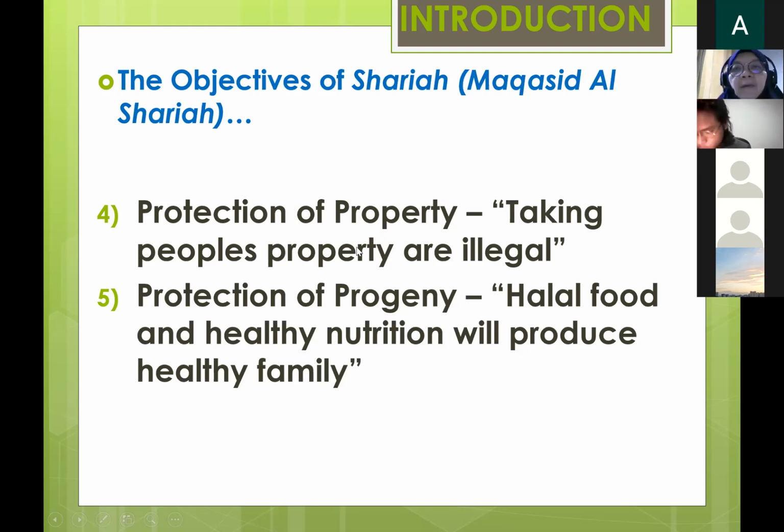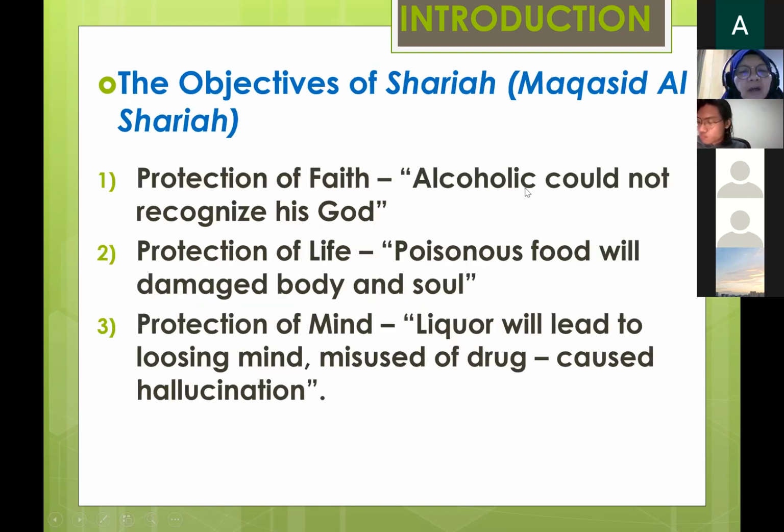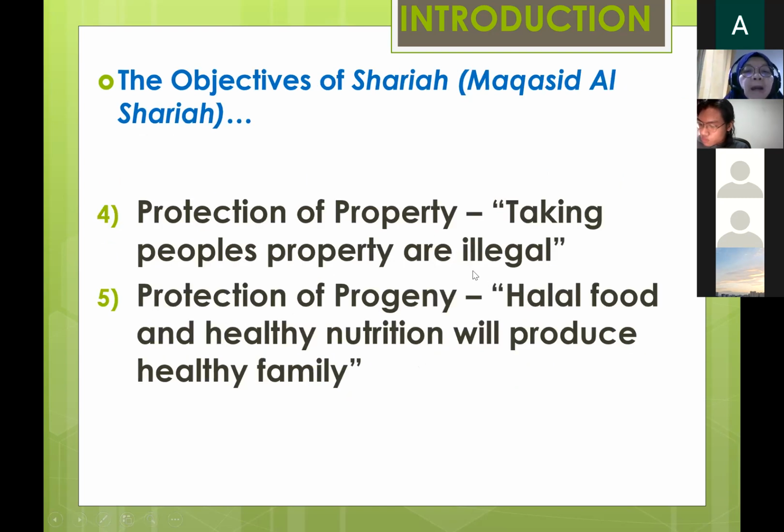Number five, to protect our progeny, or our inheritance, keturunan, as you call it. We are commanded to eat halal and tayyib food for healthy nutrition, to produce a healthy family, a healthy generation. So that is the fifth objective of Sharia, to protect progeny. Basically, al-maqasid al-Sharia is for the benefit of mankind in these five aspects: faith, life, mind, property, and progeny.